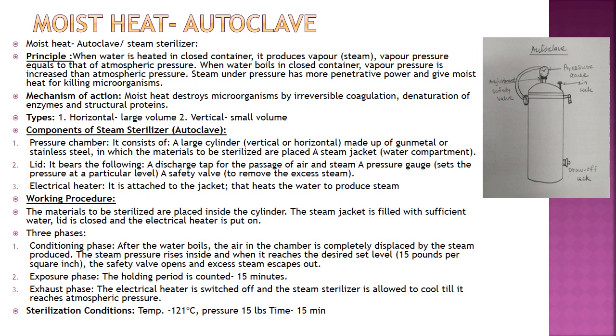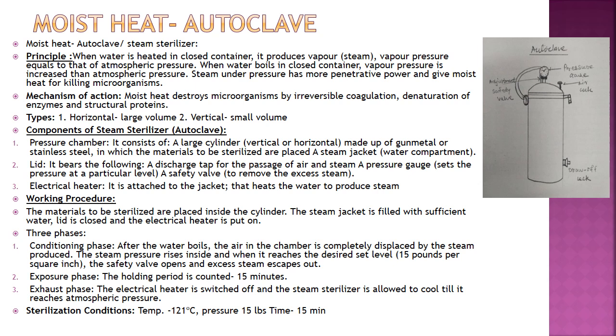The working procedure: the materials to be sterilized are placed inside the cylinder. A steam jacket is filled with sufficient water, and then the lid is closed with the help of clamps, and the electrical heater is put on. Now there are three phases. First is the conditioning phase, second is the exposure phase, and third is the exhaust phase. In the conditioning phase, you have to give the condition of temperature, pressure and time. That is temperature 121 degrees Celsius, pressure 15 lbs and time 15 minutes.